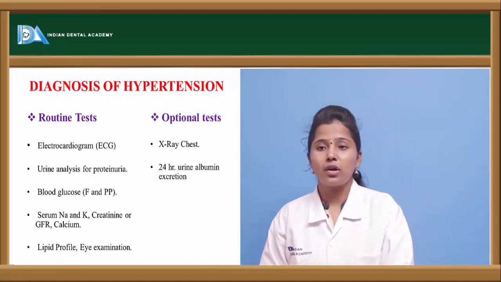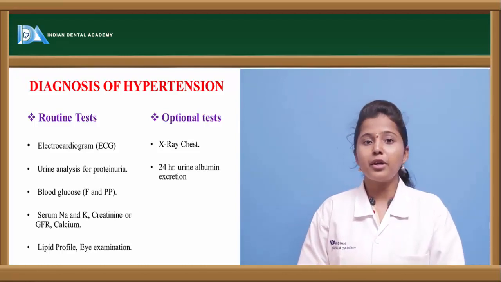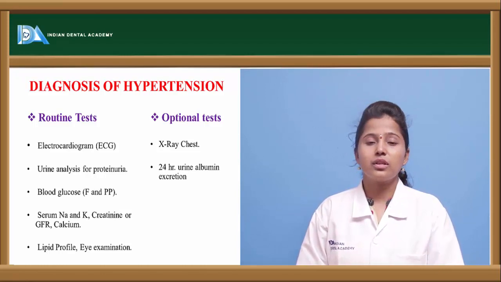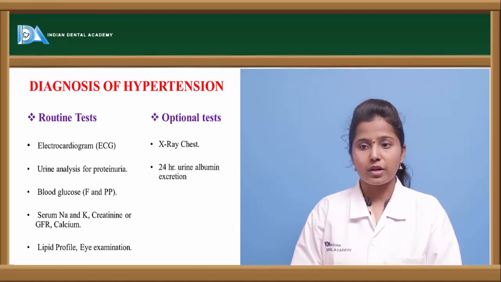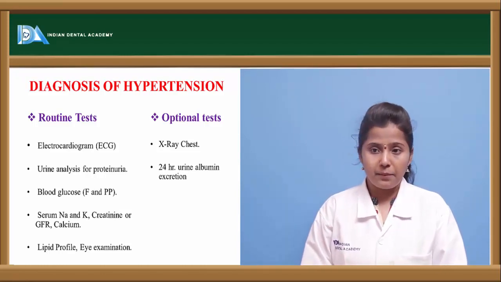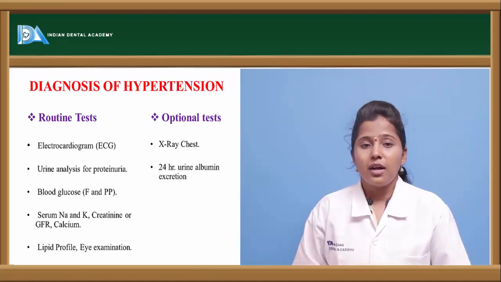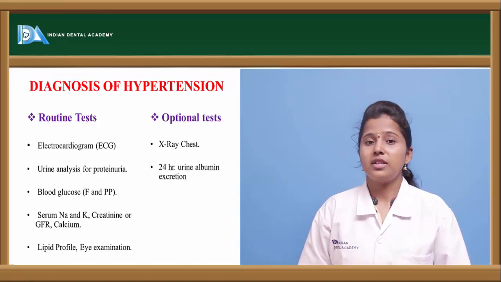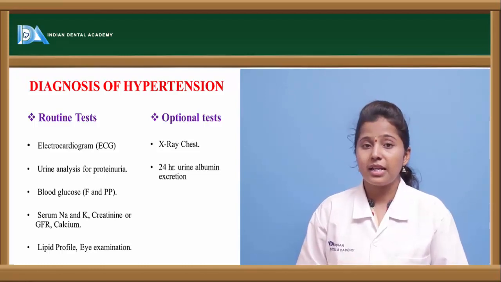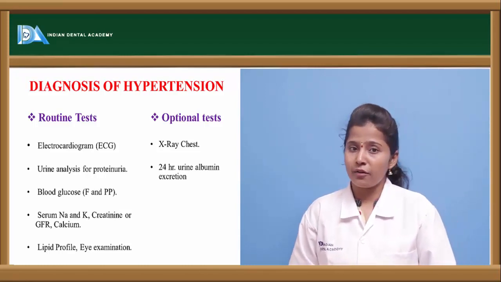By performing all these tests, we can find out whether the person is suffering from hypertension or not. And based on the lipid profile and eye examination, we can examine with the eye, because a person suffering from hypertension will be more hyperactive and the anger will be more in that kind of person.